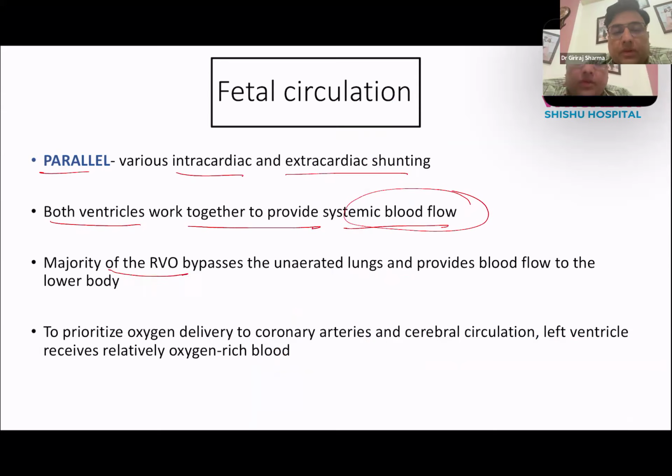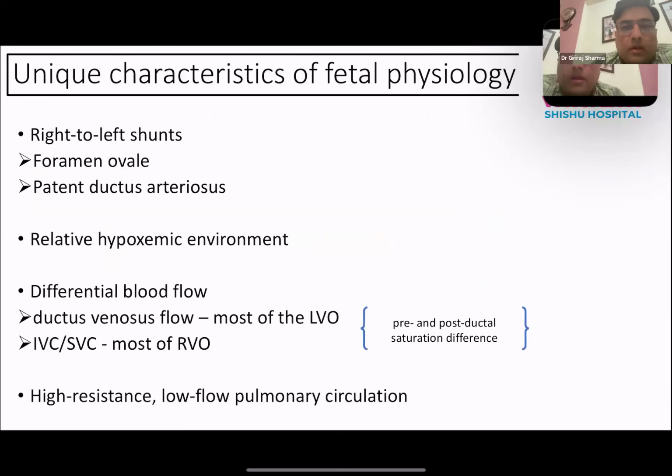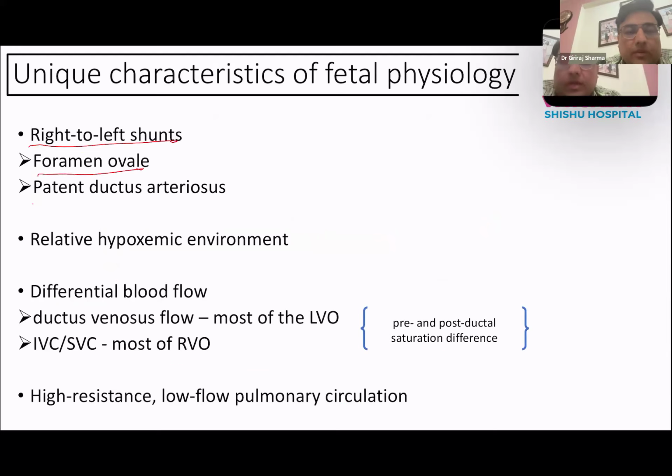So the majority of right ventricular outflow bypasses the unaerated lungs and provides blood flow to the lower body through the ductus arteriosus. To prioritize oxygen delivery to the coronary arteries and cerebral circulation, the left ventricle receives relatively oxygenated blood that will supply the coronary arteries and cerebral circulation. So here, the right to left shunts are the foramen ovale and patent ductus.